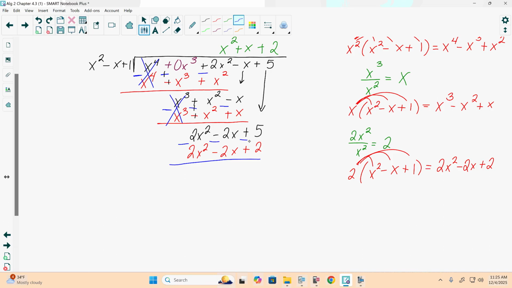And then we will subtract. 2x squared minus 2x squared, 2 minus 2 is 0. Negative 2x minus negative 2x. Well, the negative and negative make a plus, so that's also 0. Yes? And lastly, 5 minus 2 is 3.